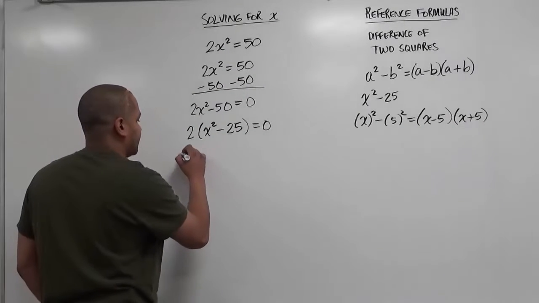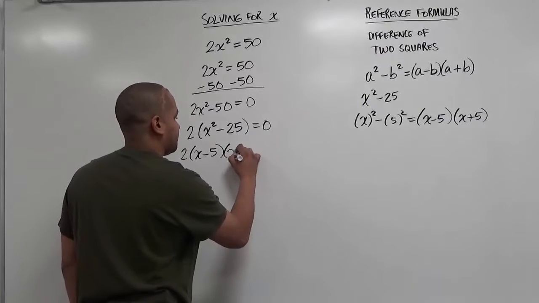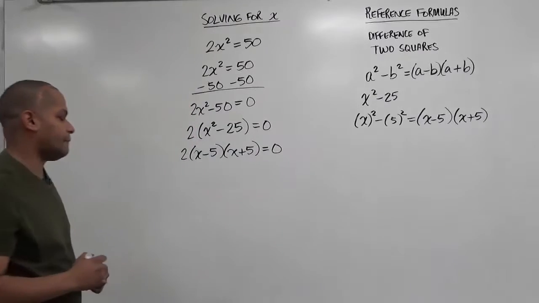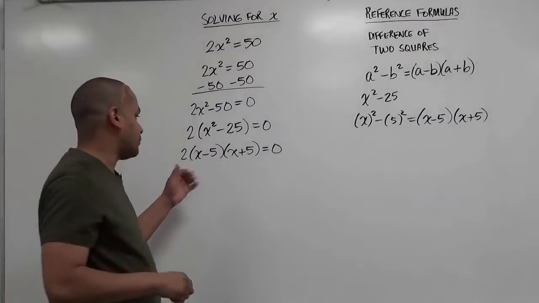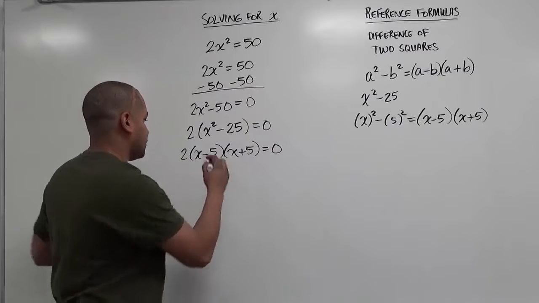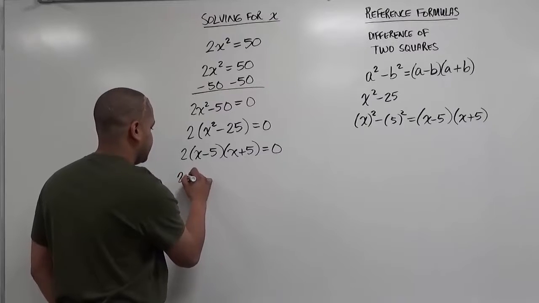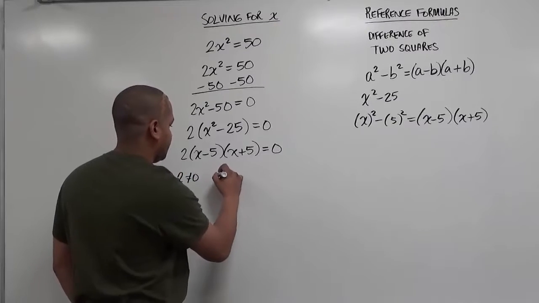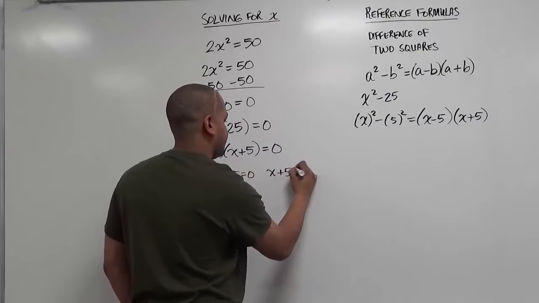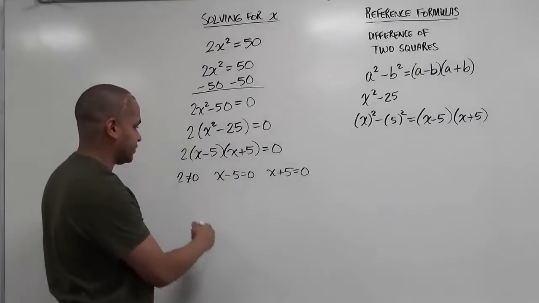And so what we have left on this side is 2 times x minus 5, x plus 5, and this is equivalent to 0. Now in the next step, what we want to do is solve for each factor as we set them equal to 0. So we'll set each factor equal to 0, and this 2 we can just leave here, as 2 can never equal 0. We set the next ones, x minus 5 equal to 0, and x plus 5 equal to 0.